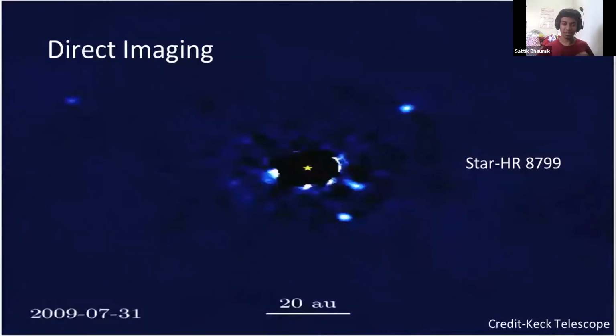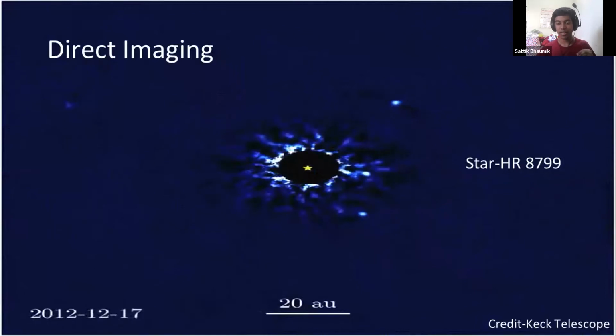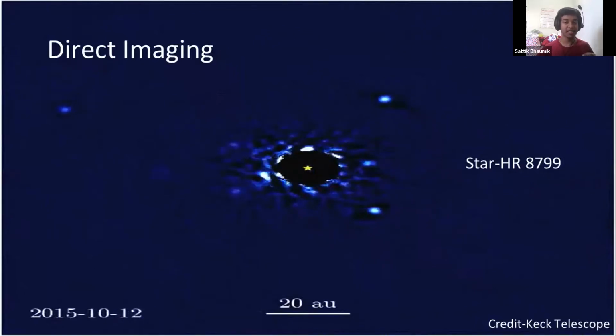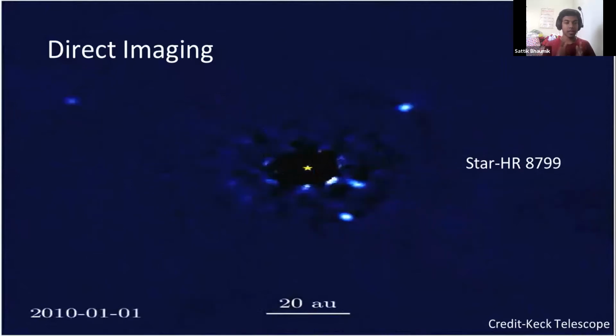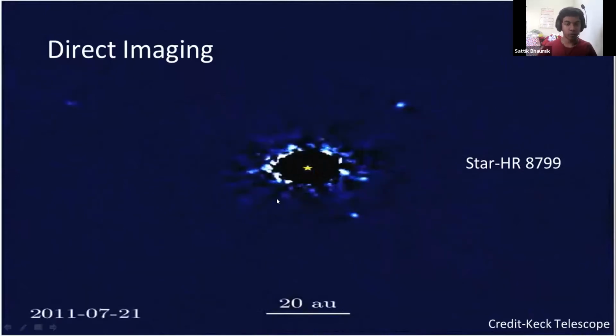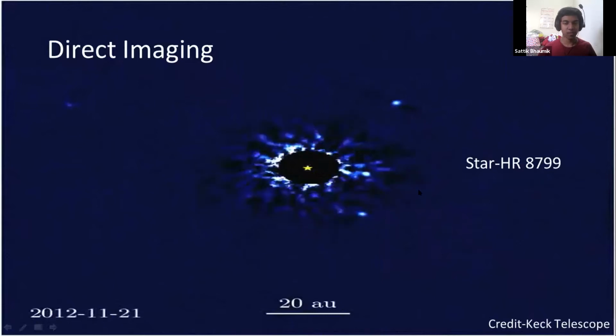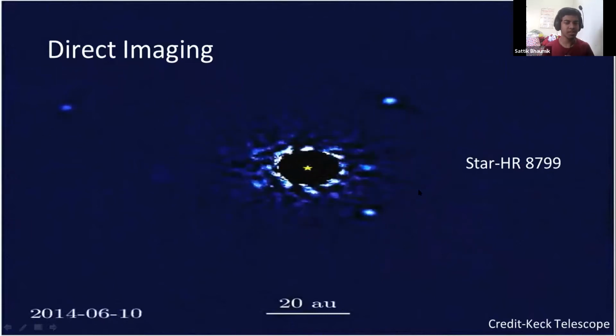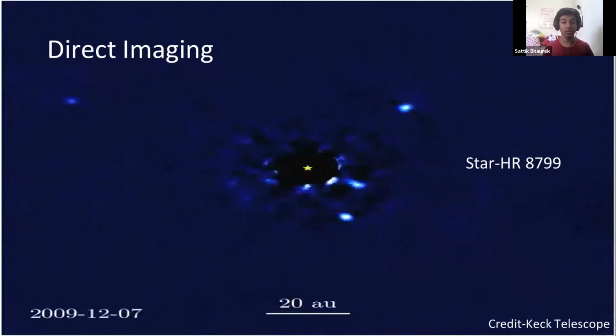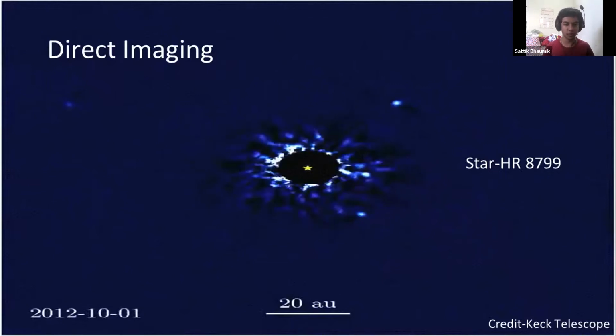There are other lesser known methods as well, such as direct imaging. This one has been taken by the Keck telescope. It's an infrared image of the star HR 8799. As you can see from this image, there are 4 planets revolving around this star. The only disadvantage to direct imaging is it consumes a lot of time for detecting exoplanets and a lot of resources. There are other methods as well, such as astrometry and gravitational microlensing.